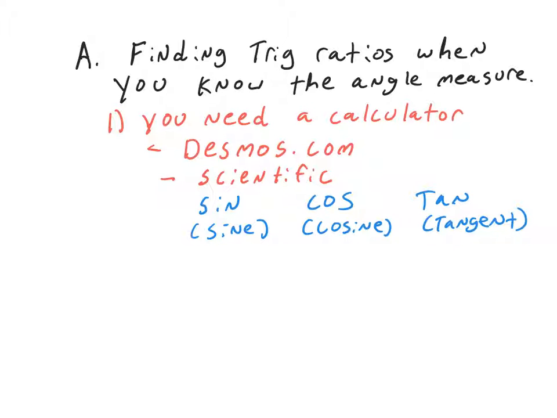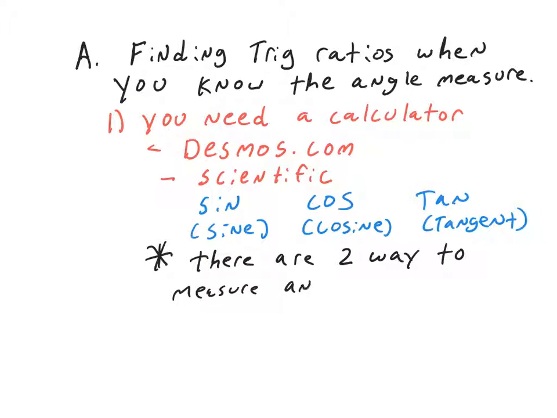There is one catch though, and this is very important, especially if you're using your own calculator. I'm going to put a little star here because it's important. There are two different ways of measuring angles. There's what's called radians, which you're probably not used to, and degrees, which is what you're more likely to be used to. The one we're going to be using is degrees.